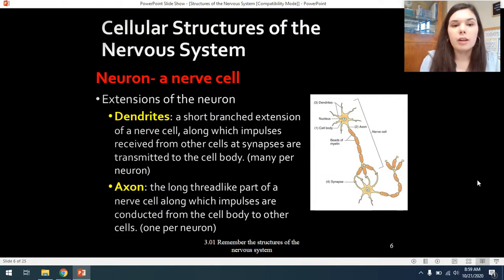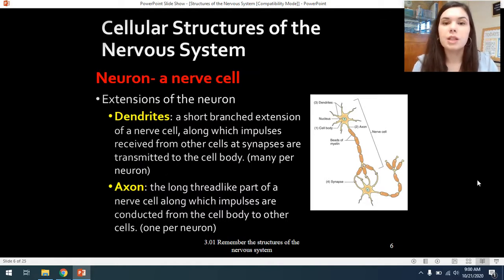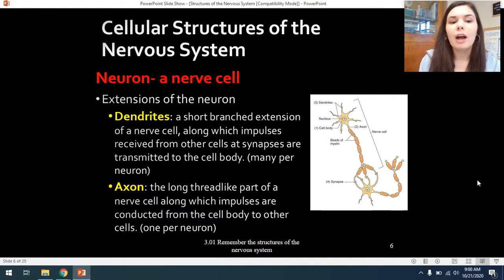So a neuron is the nerve cell. Just like when we covered the urinary system, the basic functional unit of the kidney was a nephron, the basic functional unit of the nervous system is a neuron. And it has different structures that you need to learn as well. Tomorrow we're actually going to be making our own little 3D neurons using the materials that were sent home in your baggies. So the first thing we're going to look at are the dendrites.